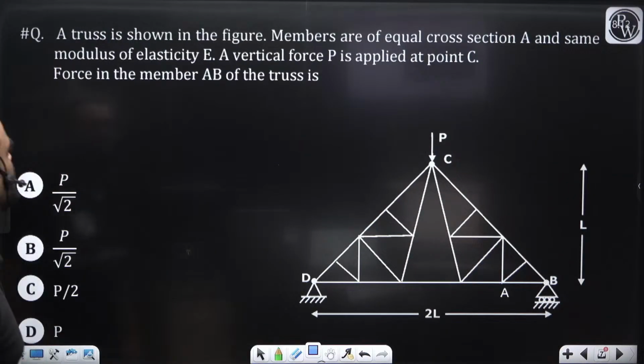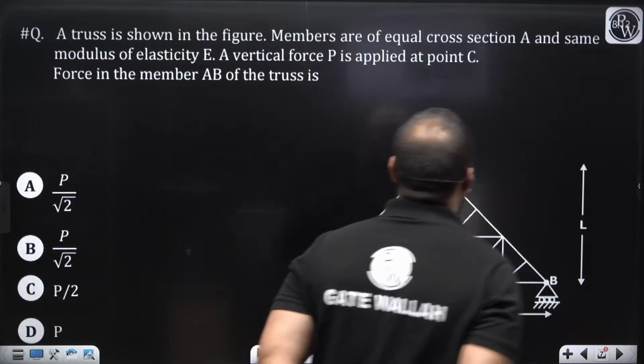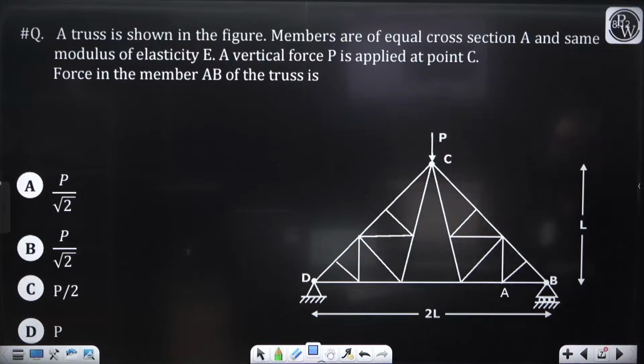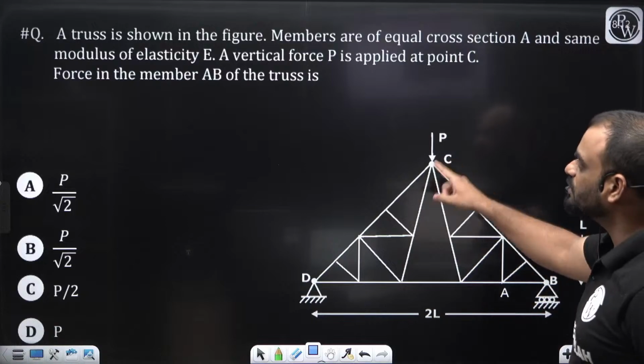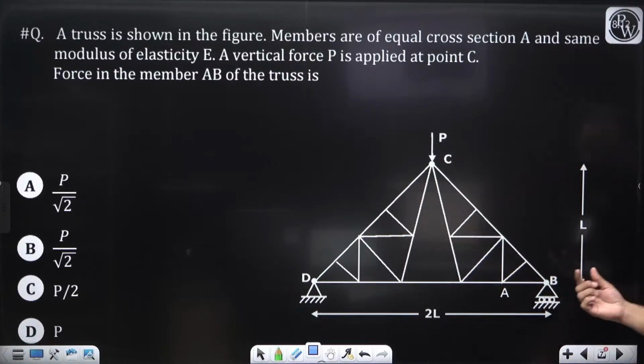There is a truss which is shown in the figure. Members are of equal cross section A and the same modulus of elasticity E. A vertical force P is applied at point C. The force in member AB of the truss is... You need to find out what is the force in member AB. And again, I think we need to do the same thing.